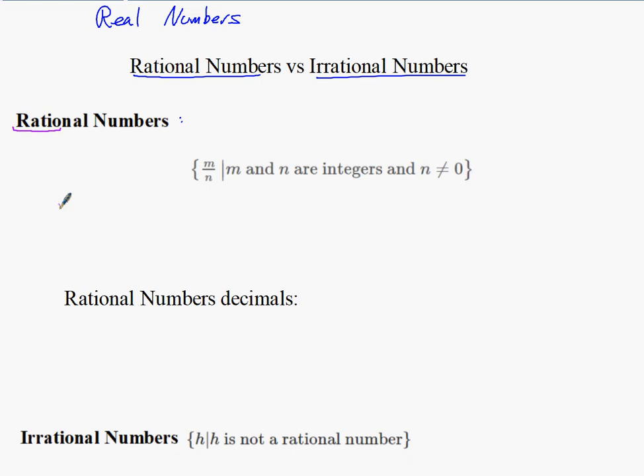Fraction, perfect. A ratio is just another name for a fraction. And so that gives it away. Rational numbers are all real numbers that can be written as what?